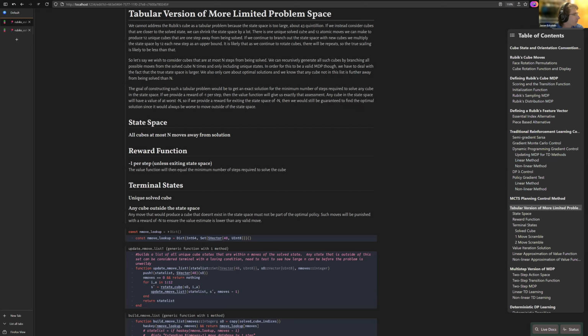And one option is, because this is a tabular problem with an exact solution, we can actually do the -1 per step reward signal. So we know that the worst possible value for the optimal solution is -n, where n is the depth that we've gone in the branching. So as long as whenever we make a move that would produce a state which is outside of that space, we can just terminate the problem. Like say that's a terminal state, just a generic terminal state.